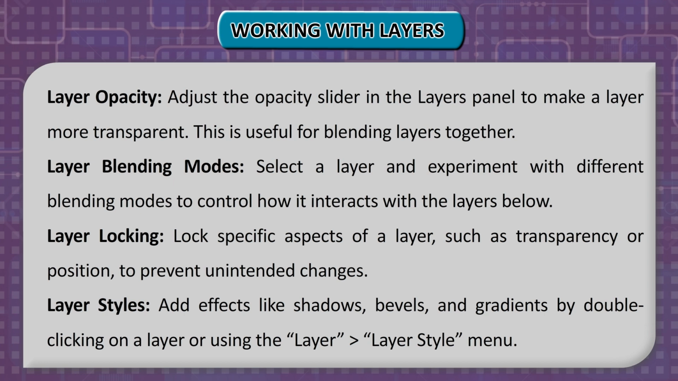Layer opacity. Adjust the opacity slider in the Layers panel to make a layer more transparent. This is useful for blending layers together. Layer blending modes. Select a layer and experiment with different blending modes to control how it interacts with the layers below. Layer locking. Lock specific aspects of a layer, such as transparency or position, to prevent unintended changes. Layer styles. Add effects like shadows, bevels, and gradients by double-clicking on a layer or using the Layer > Layer Style menu.